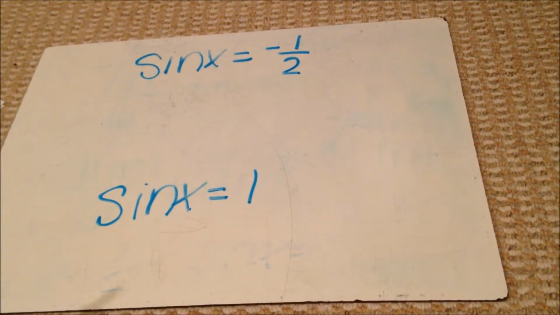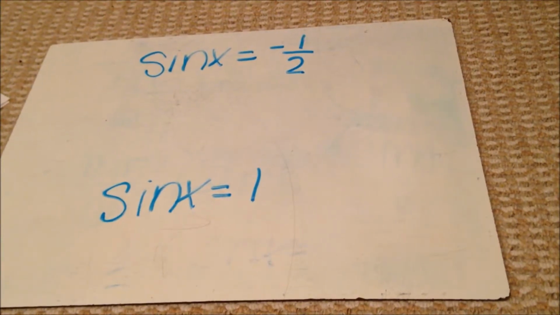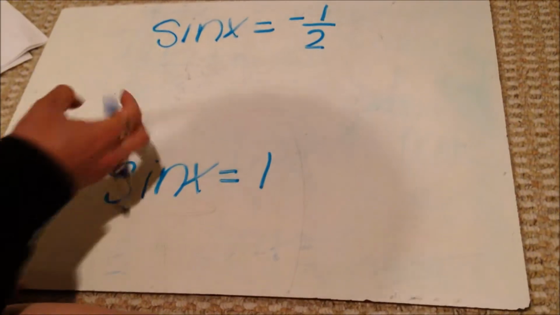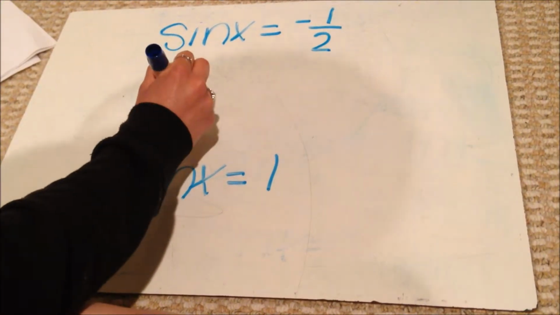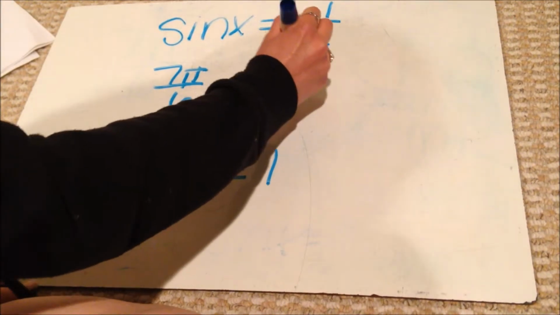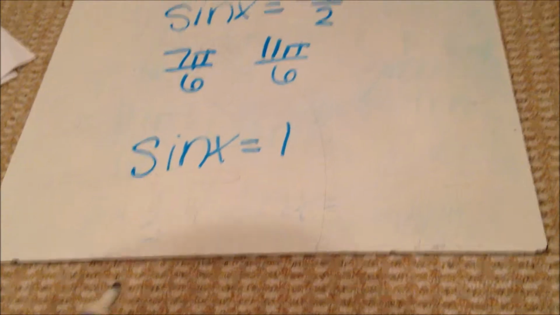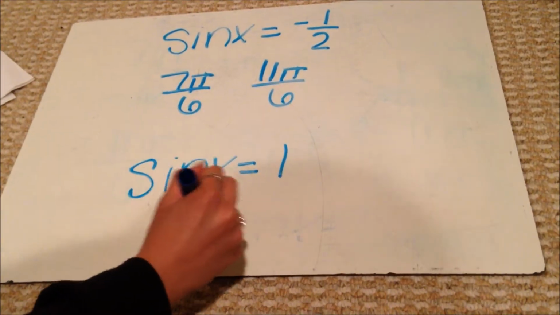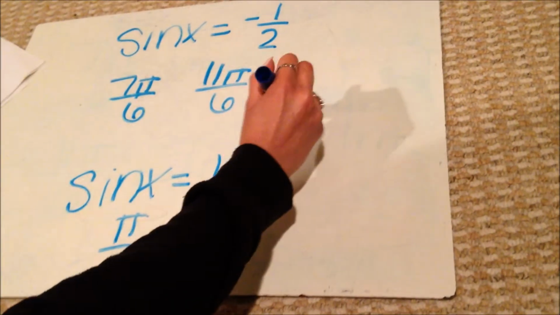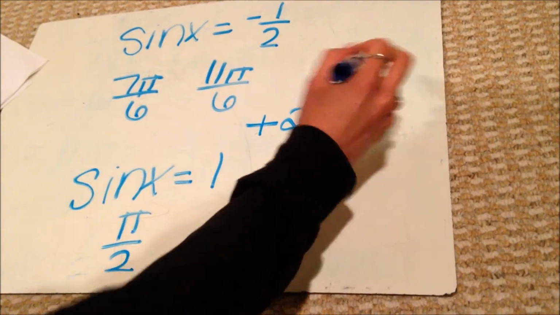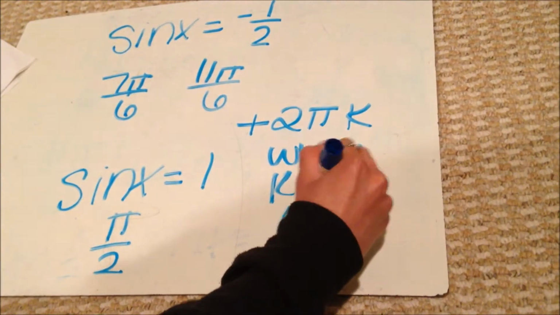Now where is sine of x negative 1/2 and where is it 1? Well, sine of x is negative 1/2 at 7 pi divided by 6 and 11 pi divided by 6. Sine is 1 at pi divided by 2. But there were no restrictions, so to all of your answers, you have to add plus 2 pi k when k is an integer.